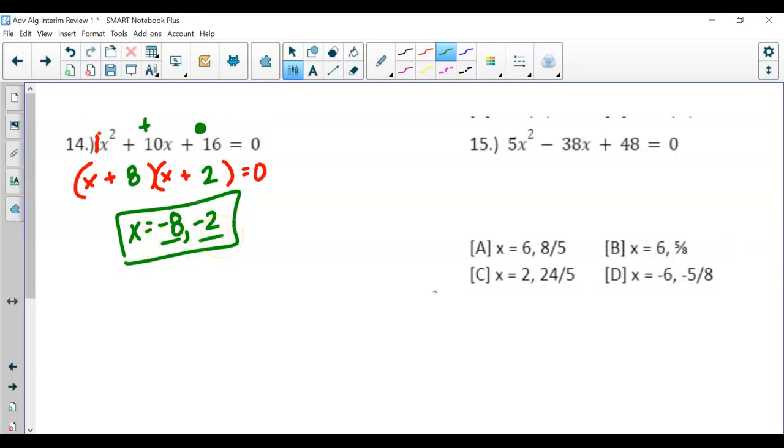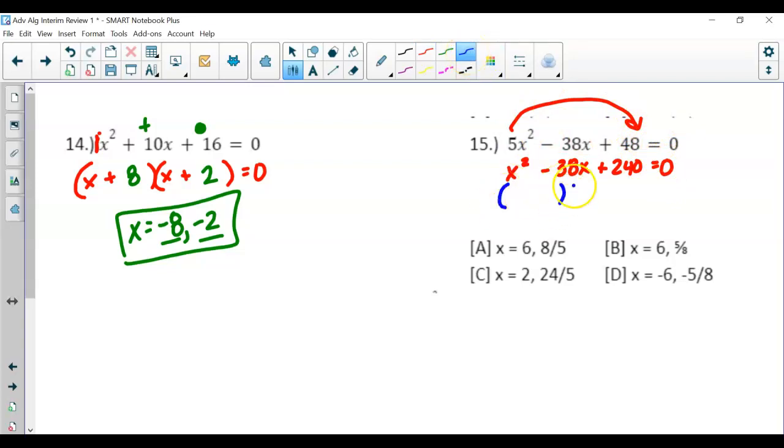Now for 15, we have 5x squared. So do we have a GCF? Can I divide? No. So again, bottoms up. I've got x squared minus 38x plus 240 is equal to 0. And again, we could start the bottoms up because the quadratic was already equal to 0 here.